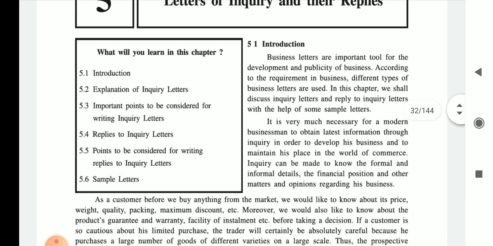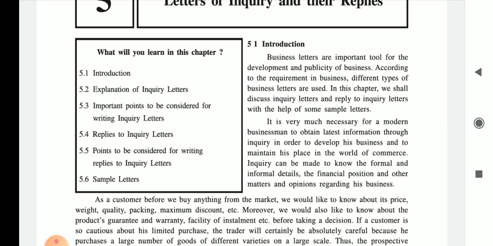Business letters are an important tool for the development of the publicity of business. See, business letters means the letters which are carried for the business activity are known as the business letters. And why are they important? Because it's an important tool.